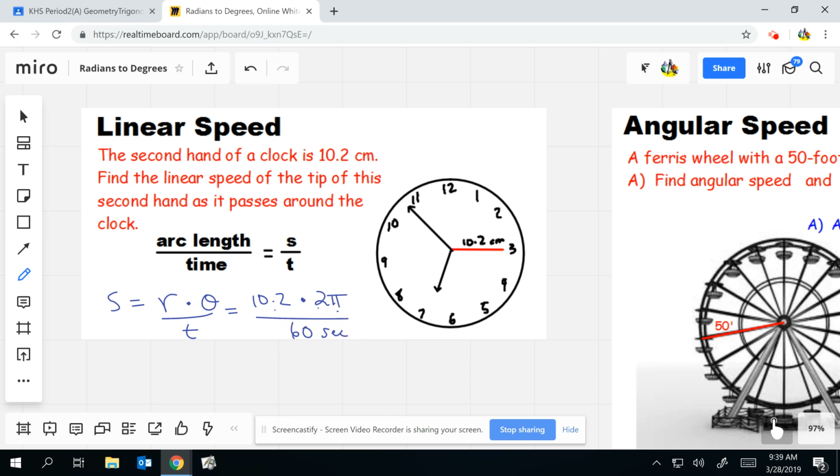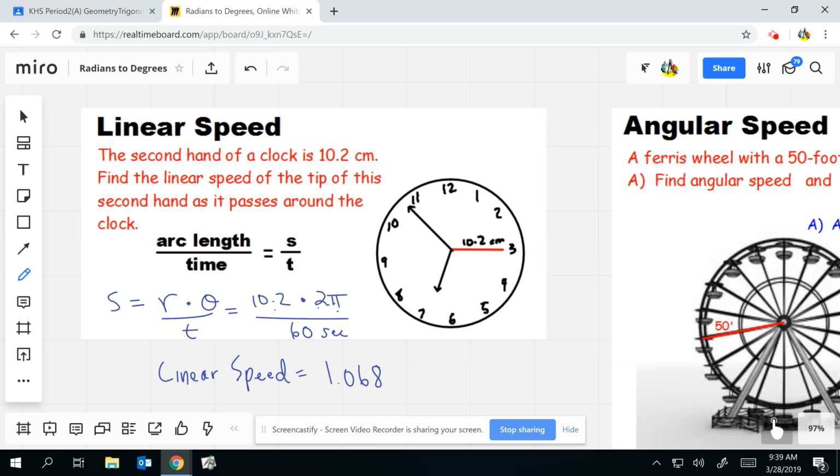So let's do that in our calculator. That was our S. So this is our linear speed. Linear speed equals 10.2 times 2 times pi, and then divide it by 60. And you get 1.068.